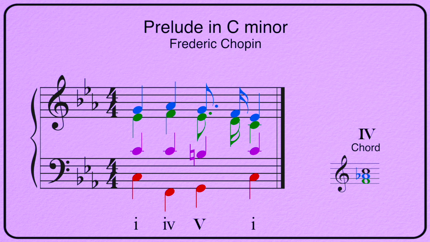Notice the tenor doesn't have to move. That C becomes the 5th of our 4 chord. Once again, take advantage of common tones. It keeps voice motion to a minimum, making problems less likely.